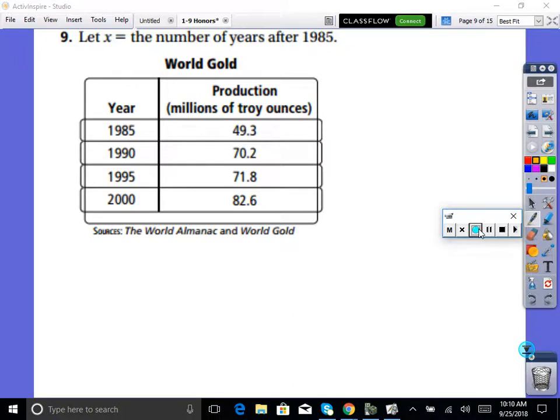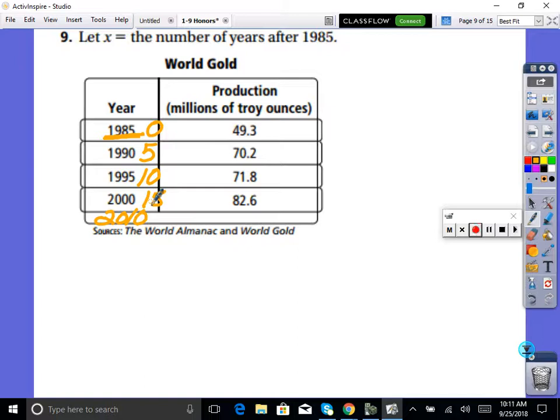Now, they might hire you and they'll say, what can we expect to make in year 2010? So you're going to want the line that represents the data points. So what we're going to do is, well, it says right here, let x be the number of years after 1985. That's important to read. Let x be the number of years after 1985. How many years after 1985 is 1985? 0. How many years is 1990 after 1985? 5. 10. 15. Does everybody see how this works? You do need to read that.